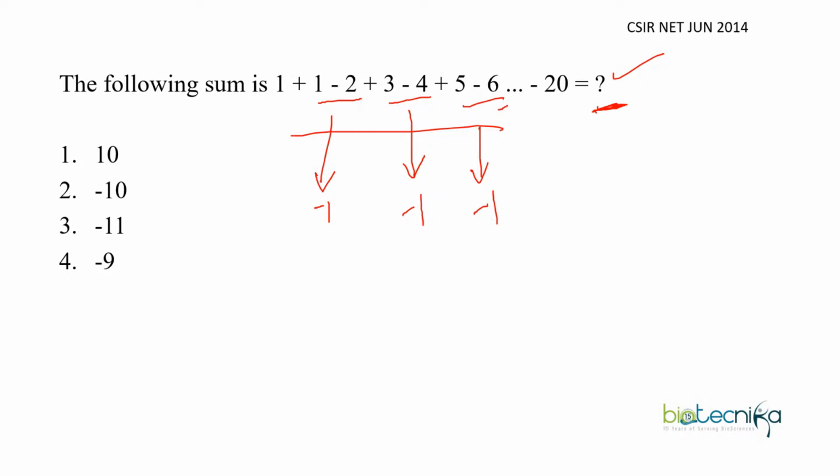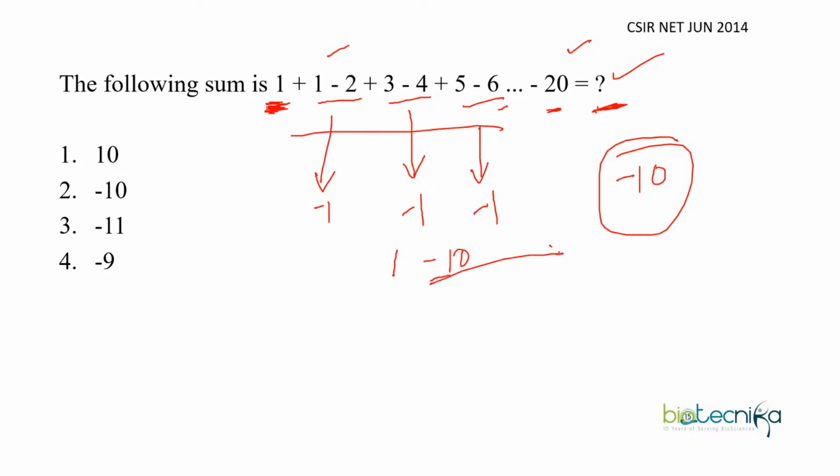Similarly, from minus 6 up to minus 20, that means from 1 to 20, how many such pairs can I get? I can get minus 10, correct? From 1 to 20 I can get minus 10, right? And I have 1 over here which has a positive sign. So what I can do, 1 minus 10. That means my answer will be minus 9. That means the correct option is number 4, right?